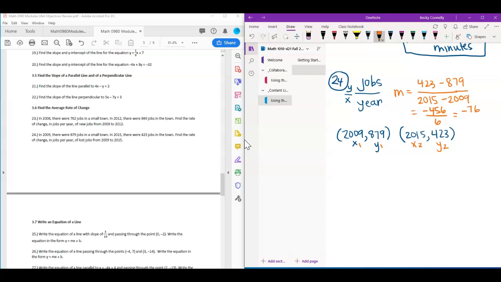Okay? But again, it wants us to put it into words. What does this negative 76 mean? Right? Yeah, jobs lost per year. Okay? So when I write it down, I'm going to say, 76 jobs lost each year from 2009 to 2015.